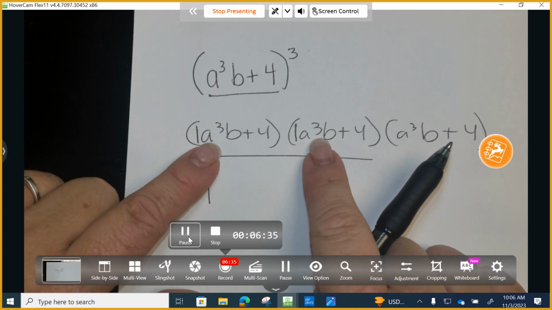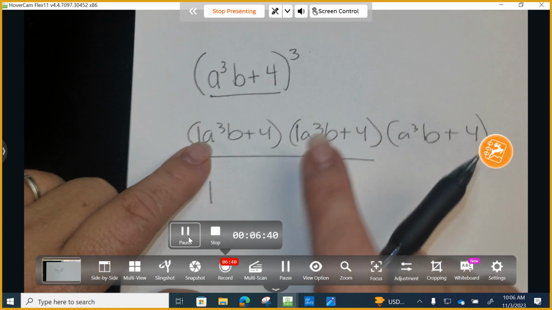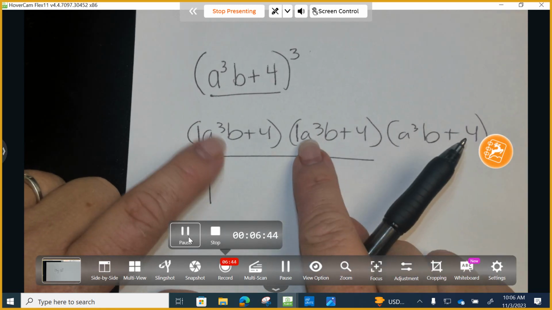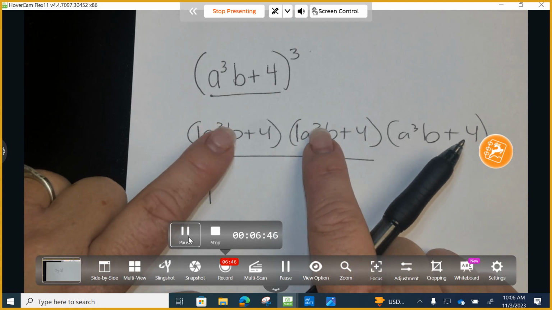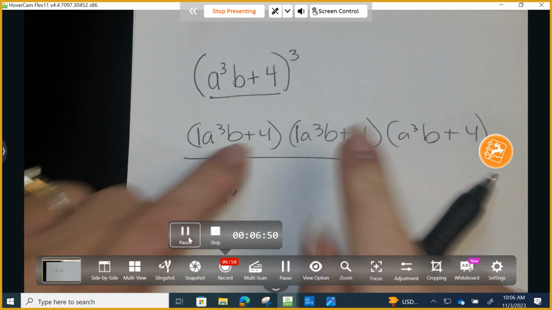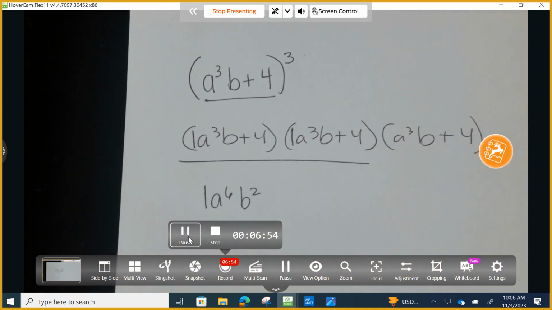I have to add up how many A's. And the mistake students make is they want to say there's 2 A's. When you're distributing, you're multiplying. So I'm multiplying for this front. And when you multiply the same base, you add the exponents as we went over earlier this week. So I end up with a to the 6th, and there's 2 b's, b squared. I have taken care of the F for front.